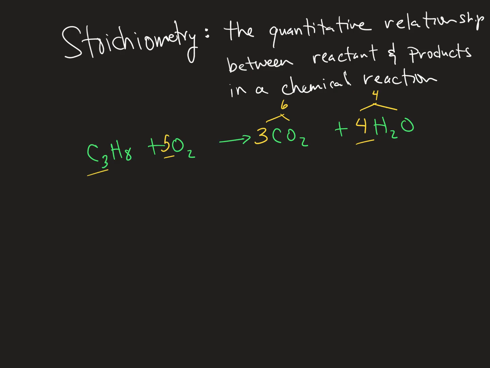So we look at the coefficients in our balanced equation. What's the coefficient in front of C3H8? 1. So for every 1 mole of C3H8, we have 5 moles of O2. Do you get that? That's one conversion factor. What's another one that looks just like that one almost? You flip it. So that's really 2 conversion factors.